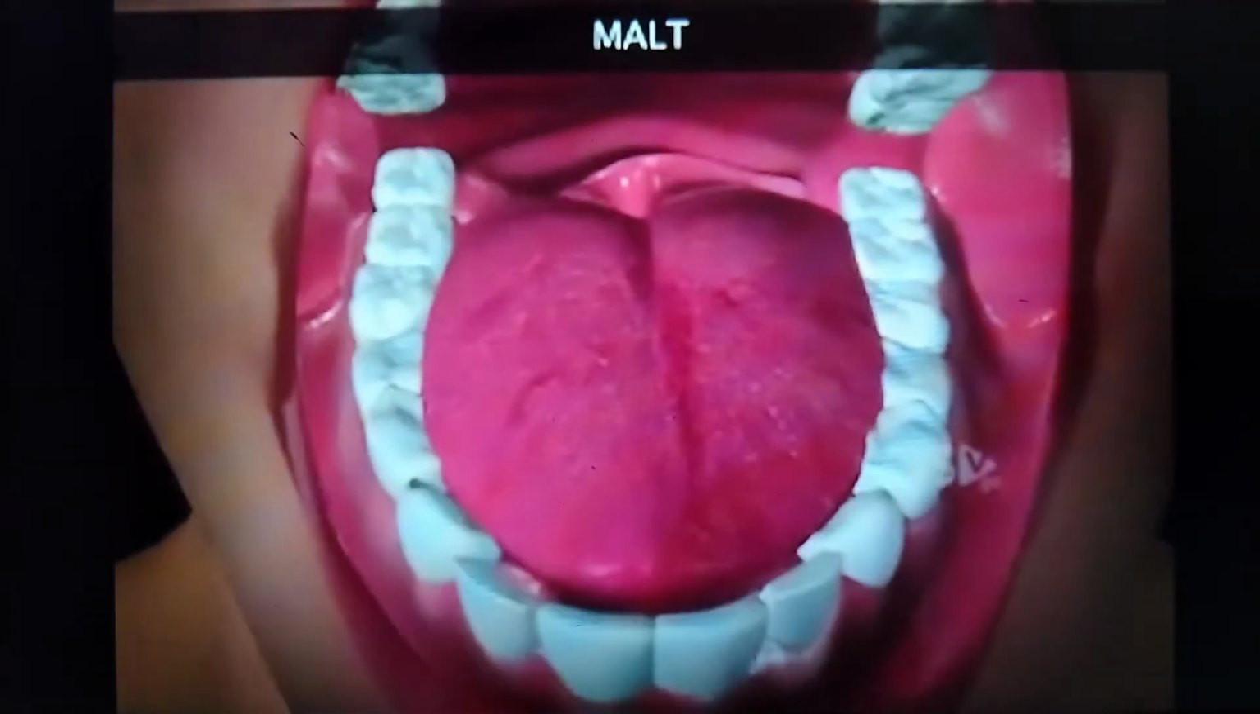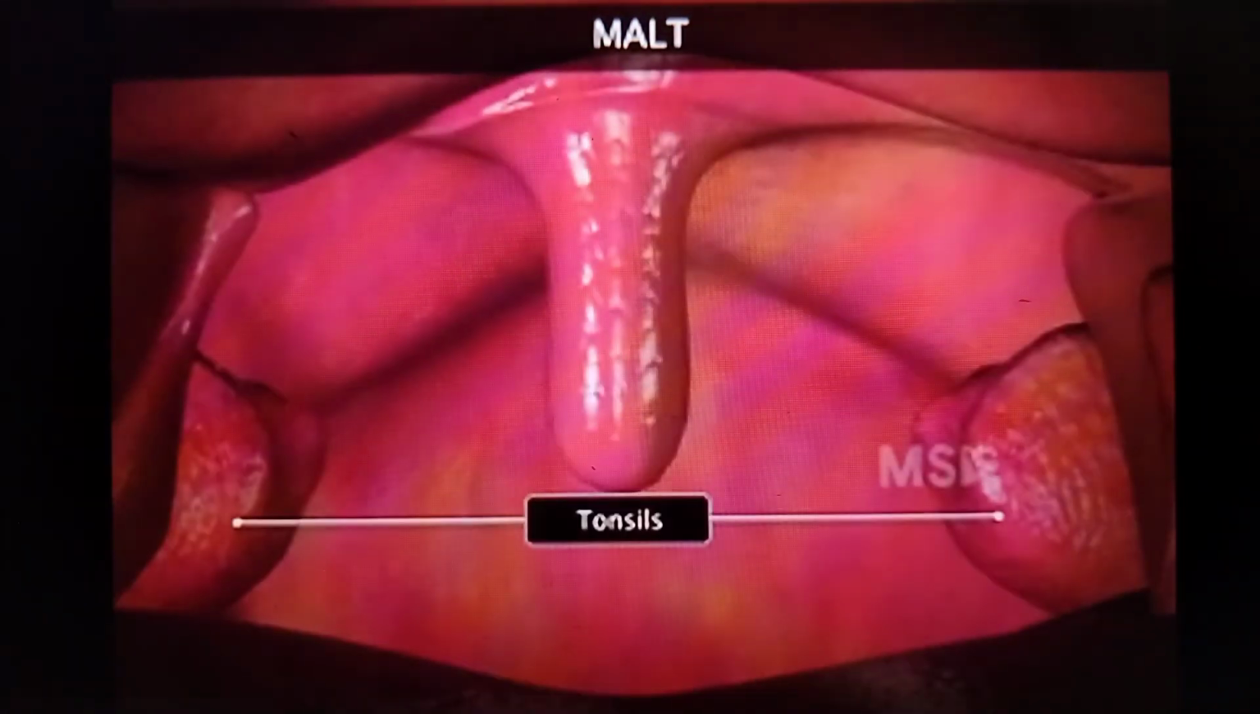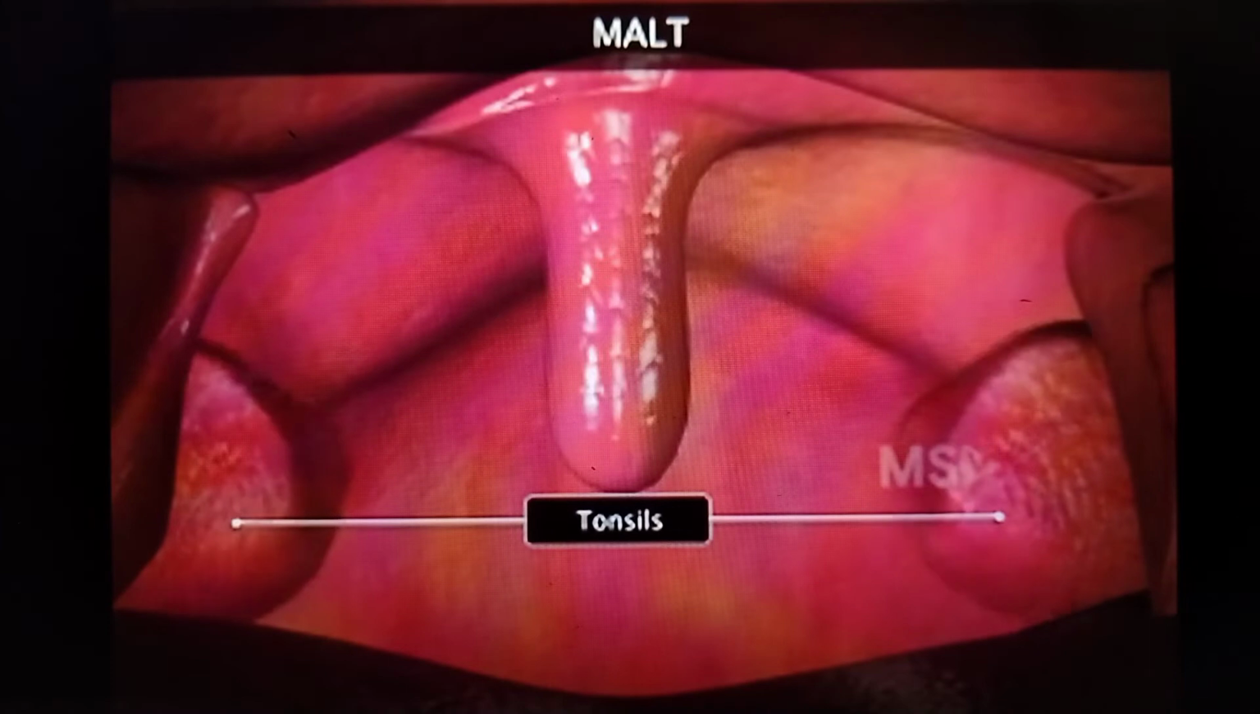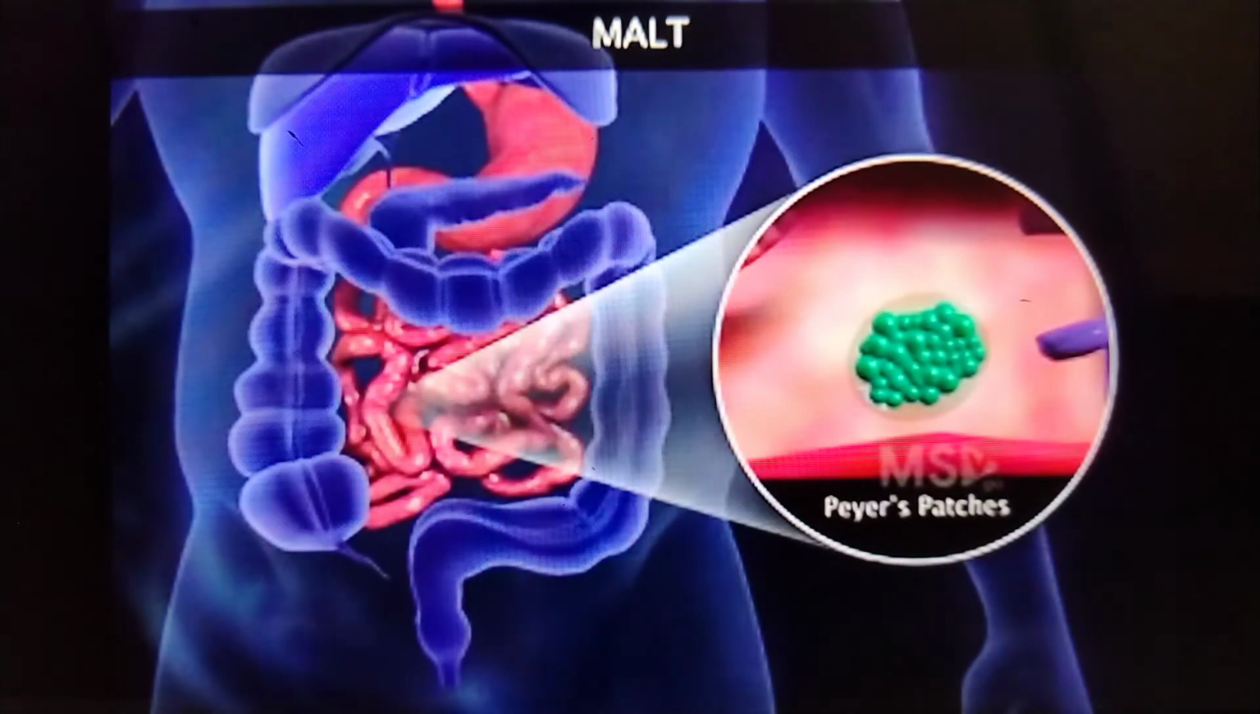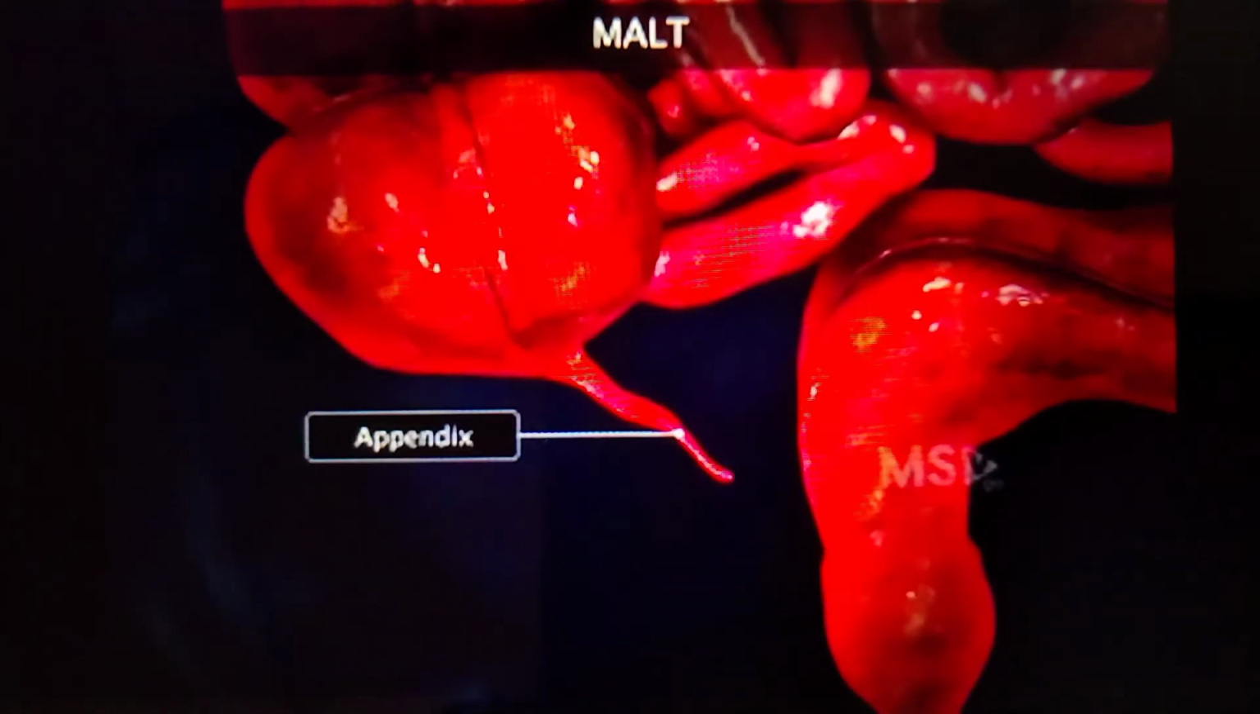These lymphoid tissues are also seen in the tonsils in the buccal cavity, Peyer's patches in the ileum, and appendix and large intestine.